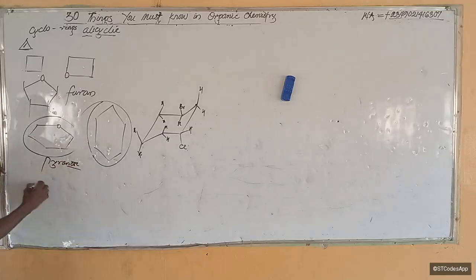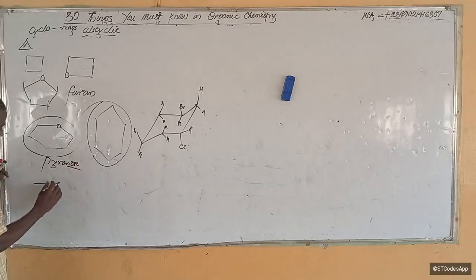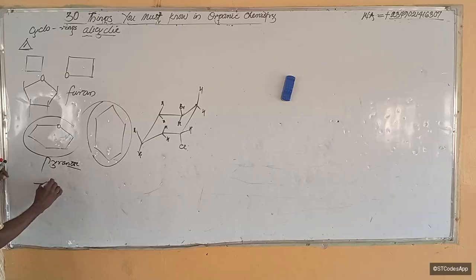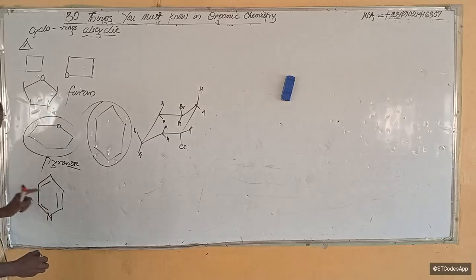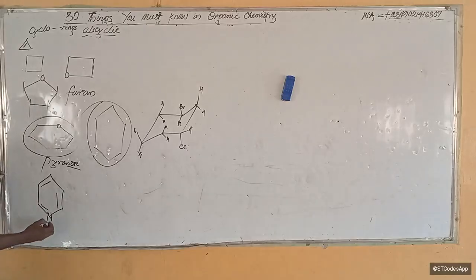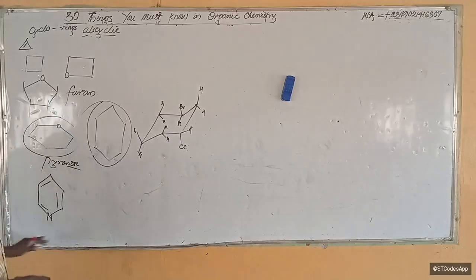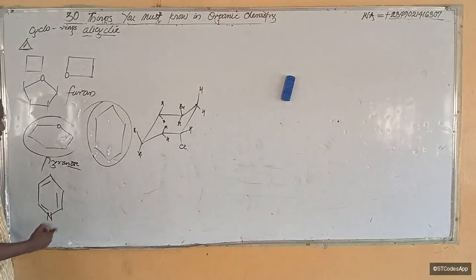If it's a nitrogen, it will look something like this. Pyridine looks something like this. Okay? So this is pyridine. In this pyridine, there is 1, 2, 3, so it's balanced, it's correct this way. So this one is pyridine.